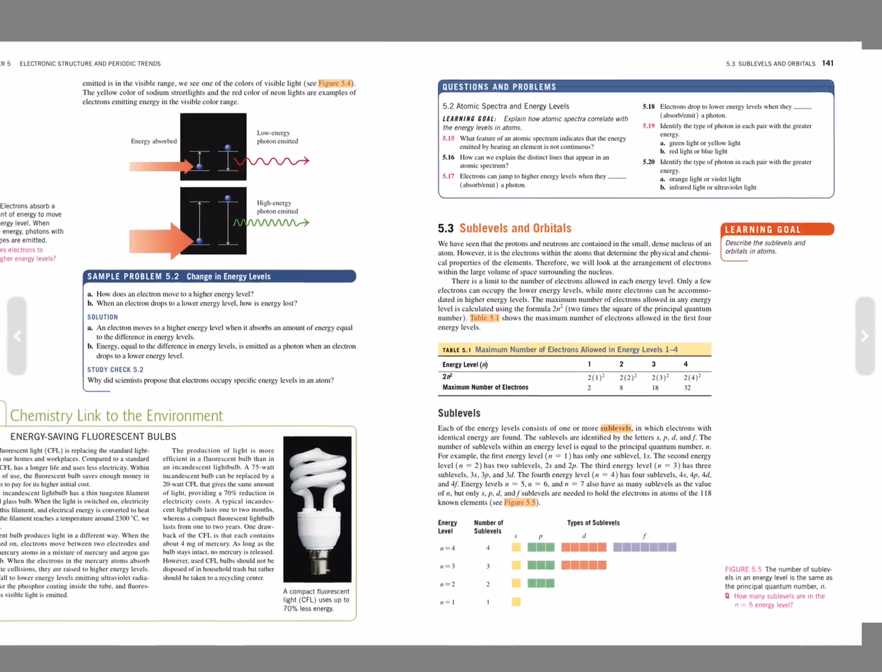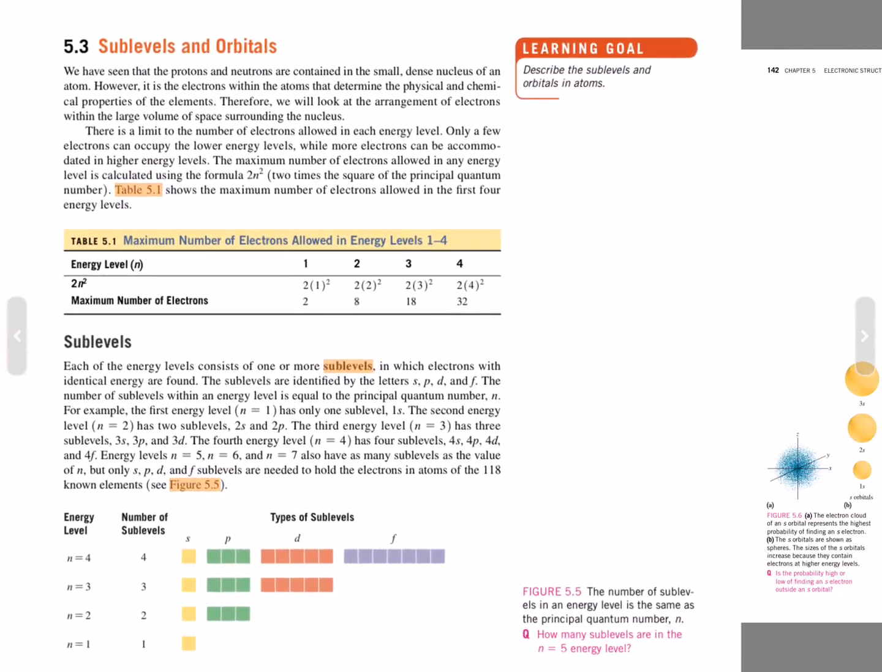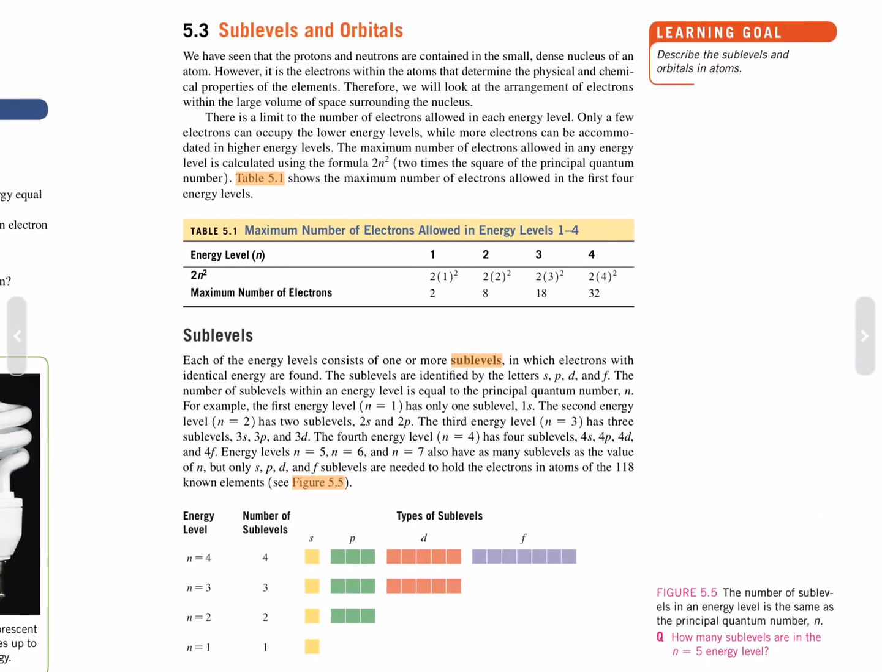Section 5.3, Sublevels and Orbitals. We have seen that the protons and neutrons are contained within the small, dense nucleus of an atom. However, it's the electrons within the atoms that determine the physical and chemical properties of the elements. Therefore, we will look at the arrangement of the electrons within the large volume of space surrounding the nucleus.